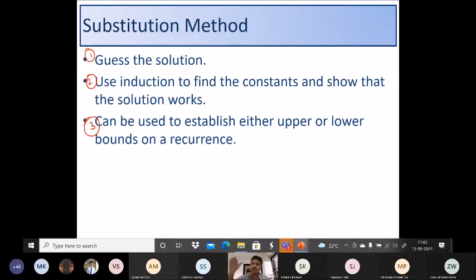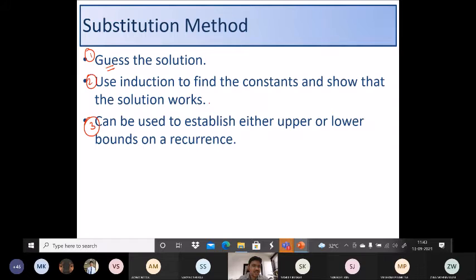So I have given you one recurrence relation. In the first step, you have to guess it and you have to prove I have guessed right. Guessing is the most difficult thing. So first thing is guess the solution. Second thing is use induction. All of you know induction.